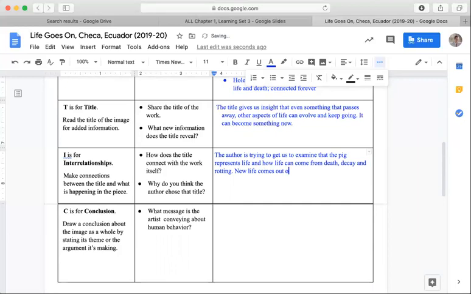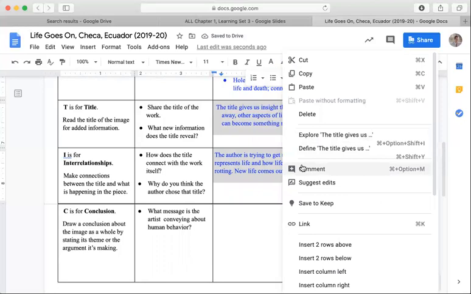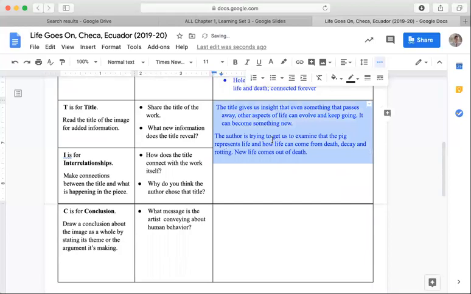And again, sometimes I like to do this with my own students is combine these two. Because I think that the interrelationships is really connected to the title. That's how we piece together how the title connects to the work as a whole. So again, I think that the conclusion, we draw a conclusion about what the image is trying to state, right? It's whether it's making a theme, it's making an argument.